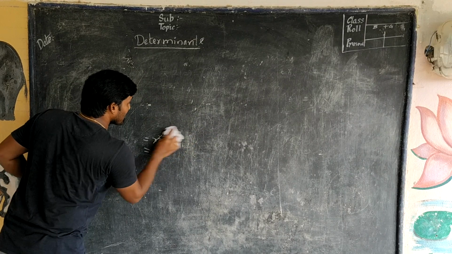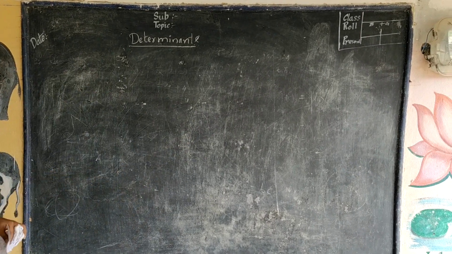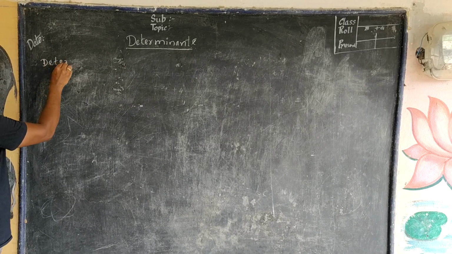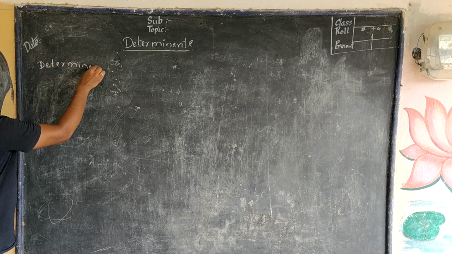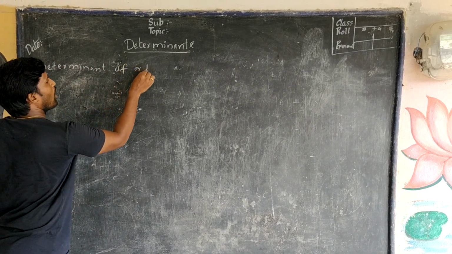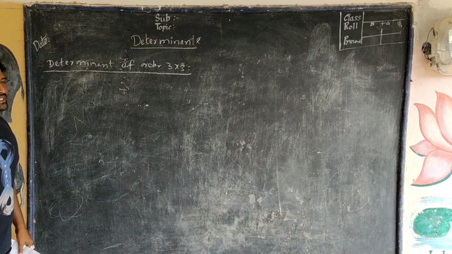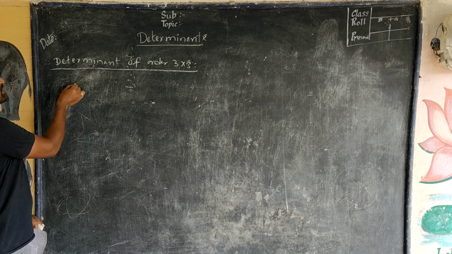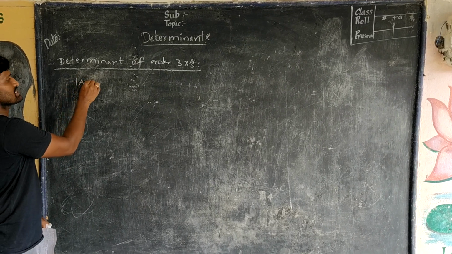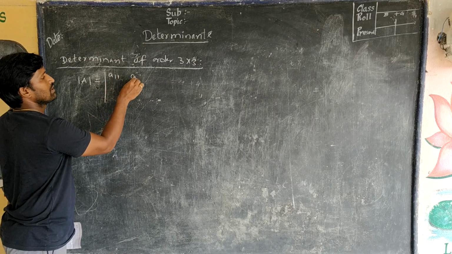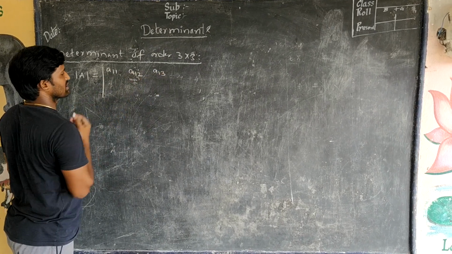Now, the determinant for a 3 by 3 matrix. Let us see how to evaluate a determinant of order 3, or 3 by 3 as we call it. For example, I am taking it like this. It contains the elements A11, A12, A13.